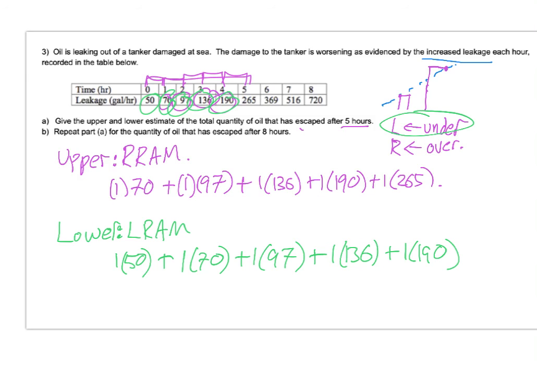So we've got an upper estimate and a lower estimate. We know that the RRAM has to be an overestimate and the LRAM has to be an underestimate, but we don't know exactly what that situation is. I'm going to skip part B, which asks you to do the same thing, but for 8 hours instead of just 5 hours. Last thing I want to talk about is since we're multiplying an hour times a gallon per hour, this estimate is going to be based on the total number of gallons that are escaping.